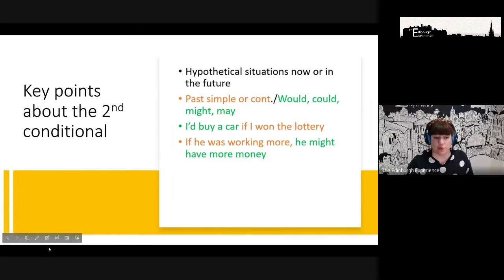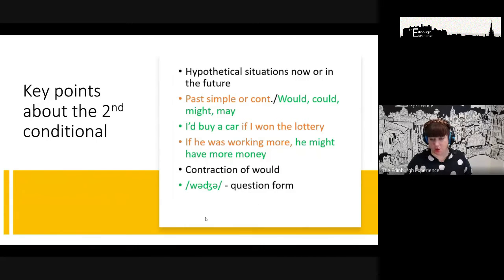Okay. In terms of pronunciation, we need to be contracting "would" when it's working, for example, here as our modal verb. Okay, so "I would buy a car," "I'd buy a car." Yeah, it's unusual for us to not make that contraction. And if you're asking a question in the second conditional with "you," would you like a drink? Would you buy a car if you won the lottery? Then we've got this pronunciation of the question form as well. Okay, "would you? Would you buy a car?" Okay, not "would you buy," "would you buy a car?"